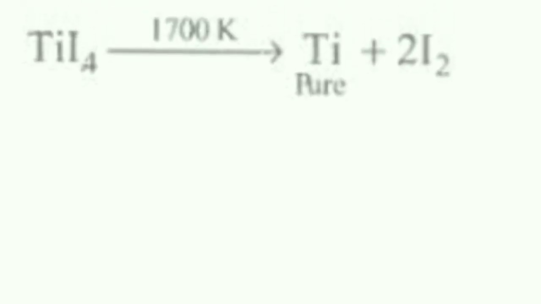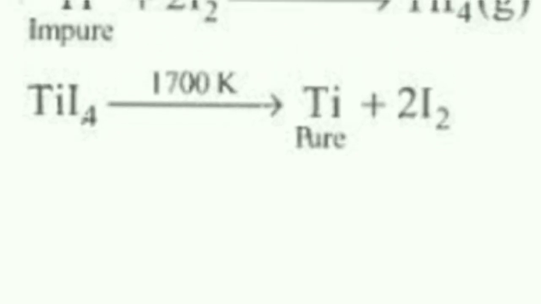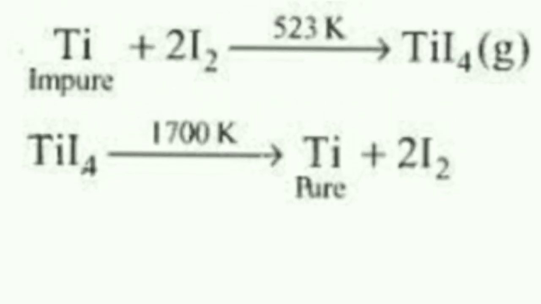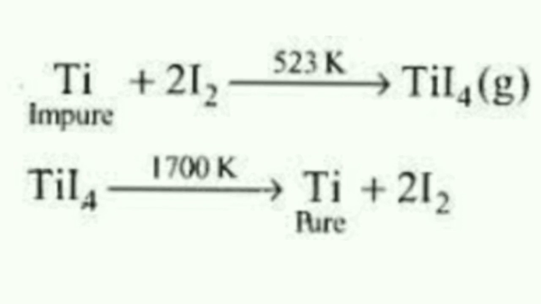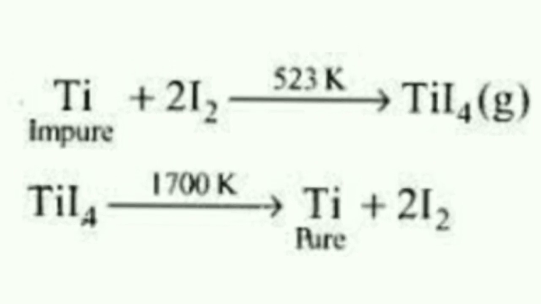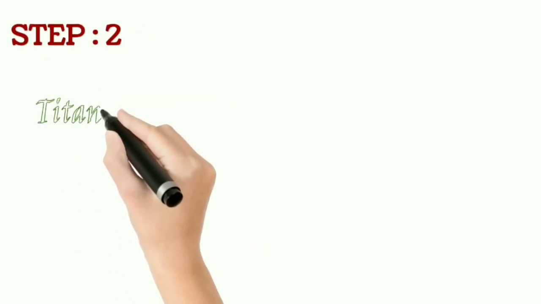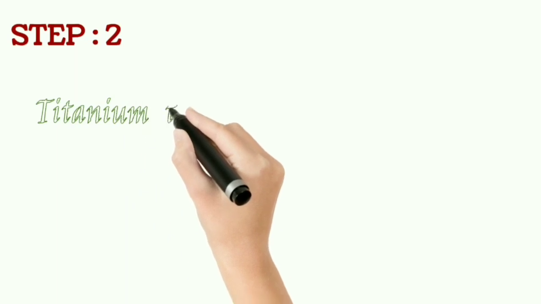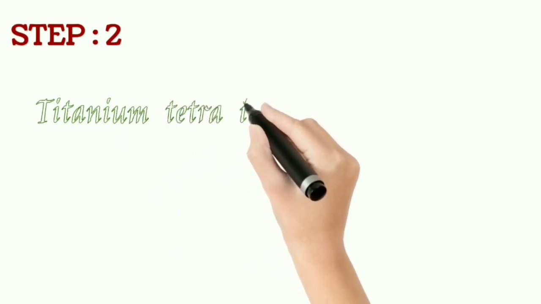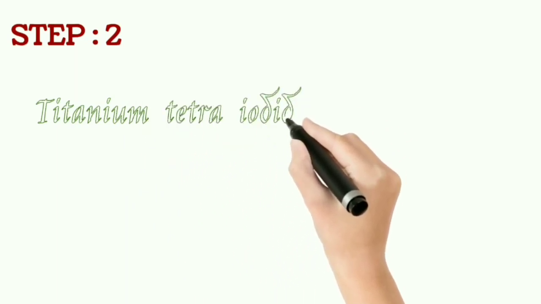The second step is, that complex compound is going to react. Okay, this is the equation given for you for that first step, and both I have given, but the first step is titanium with iodine gives, at 523 Kelvin, titanium tetraiodide. Now the step 2, what is the step 2? Step 2 is the conversion of the complex compound into a pure metal by decomposition.